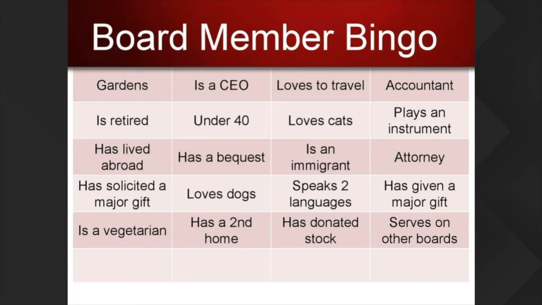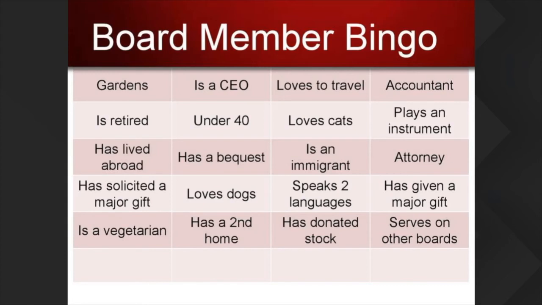The rules are you can only use the same person's name twice. So if it was me, I would put my name under, let's see, has solicited a major gift. I would put Amy, and I would put loves to travel. So I would put Amy in those two squares, but then I'd have to go around the room and ask other people, are you an accountant? Are you a CEO? Are you under 40? Are you an immigrant? Are you an attorney? Do you have a bequest, etc.? And so you give people about 10 or 12 minutes to play until they have most of their squares filled.